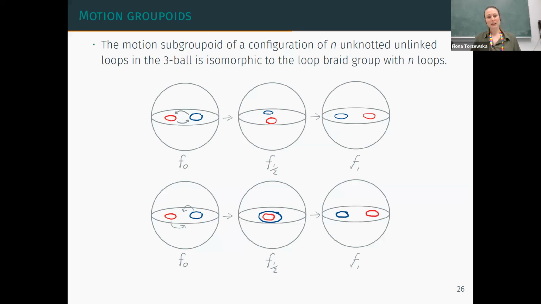And so we have a presentation of this group where one of these braidings is symmetric and one of these braidings behaves like a braiding in the braid group. And then we have these mixed relations. And again, we can see this as a motion groupoid.